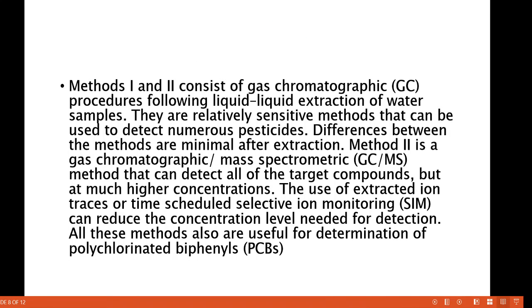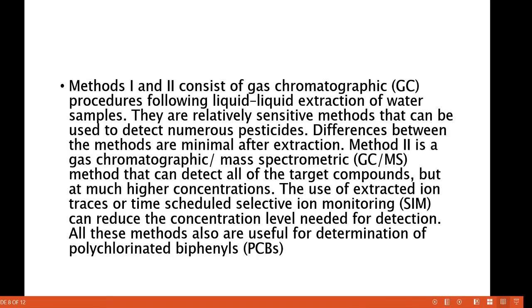Methods 1 and 2 consist of a gas chromatographic procedure following liquid-liquid extraction of the water sample. They are relatively sensitive methods that can be used to detect numerous pesticides. The difference between these two methods is minimal after extraction. The second method is the gas chromatographic or mass spectrometric method that can detect all the target compounds but at much higher concentration. Means by this second method the target compound is detected and it may be in higher concentration.